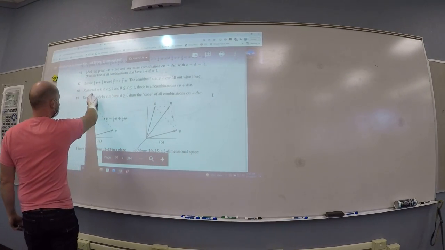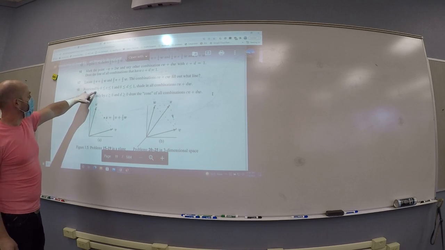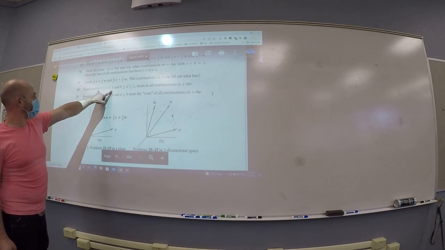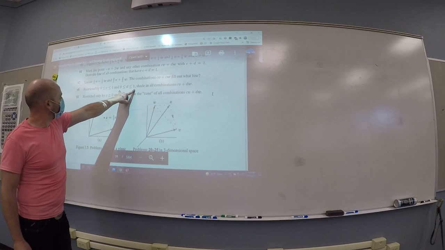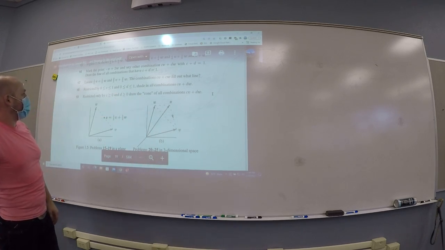Problem 18 here in section 1.1, which says, restricted by C's between 0 and 1 and D's between 0 and 1, shade in all combinations of CV plus DW.